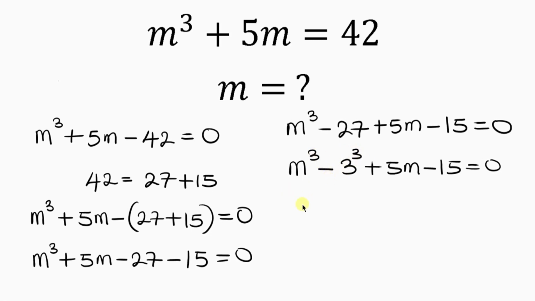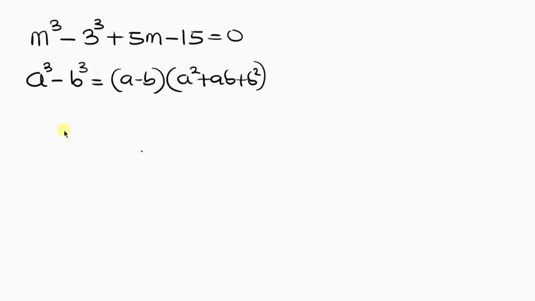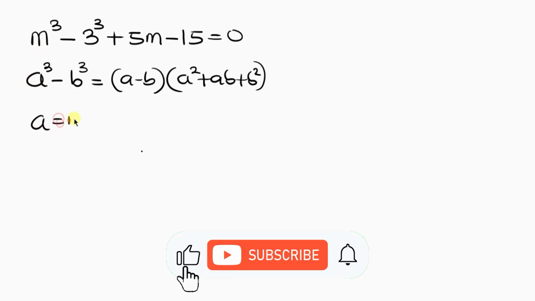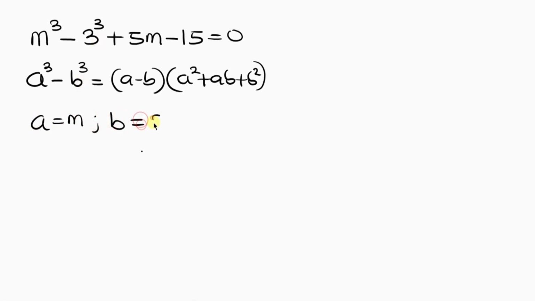A property of difference of two cubes, let's say for example, a cubed minus b cubed. This is equal to a minus b times a squared plus ab plus b squared. So we're going to be using this property of difference of two cubes here. And now by comparing, you see that a represents m and b represents 3. Very good.